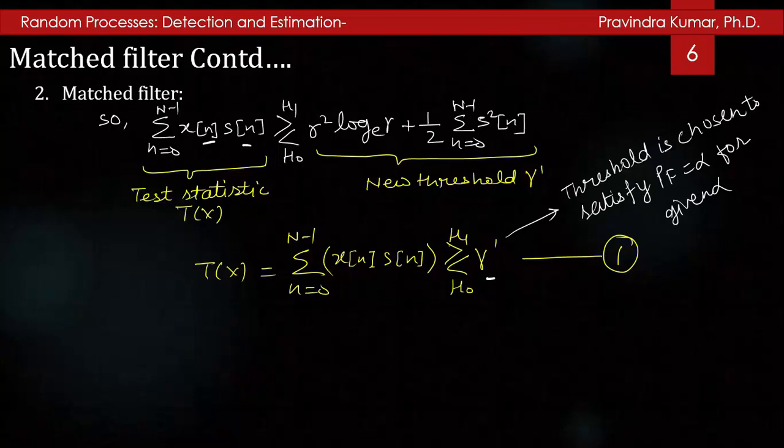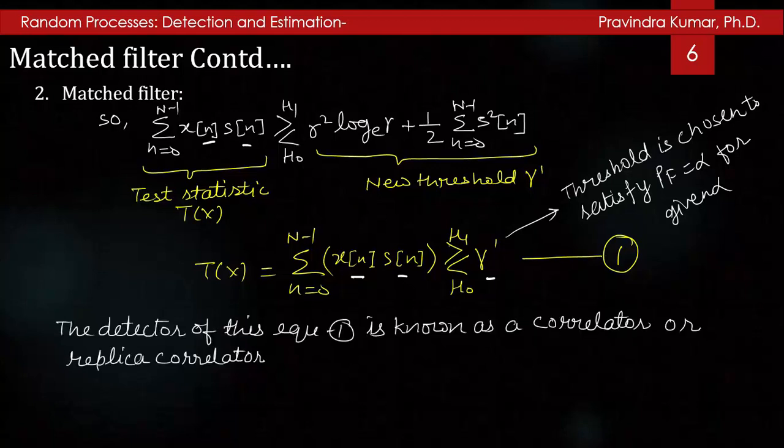From this equation, the test statistic weights the received data sample x[n] according to the value of the signal s[n]. More weight is given to the large signal samples, and the detector of this equation is referred to as a correlator or replica correlator, because we correlate the received data with the replica of the signal.